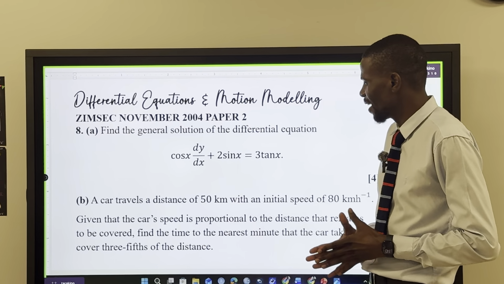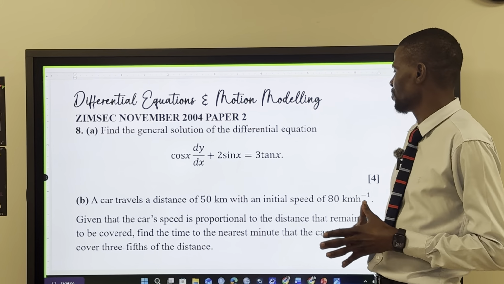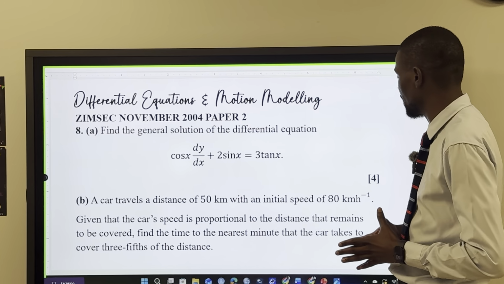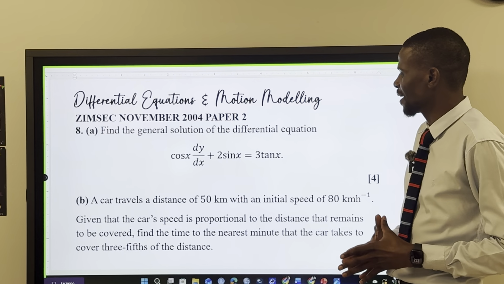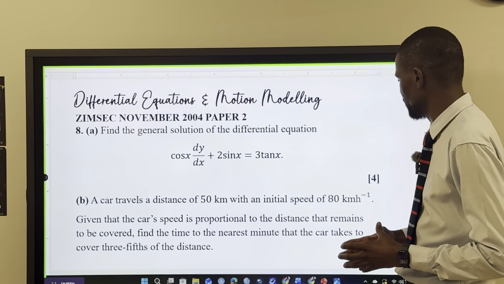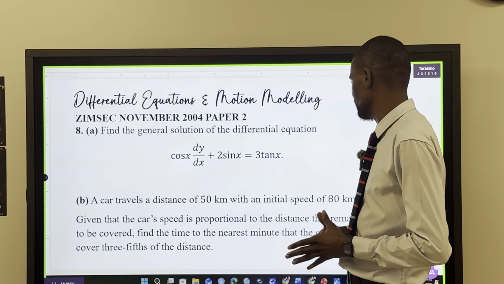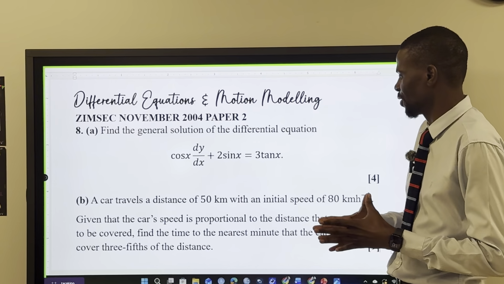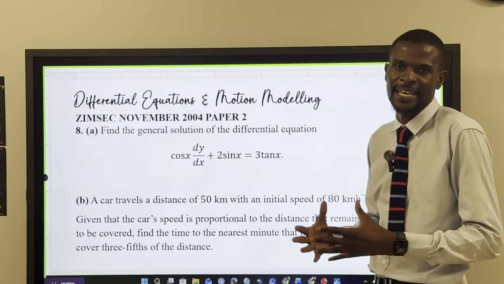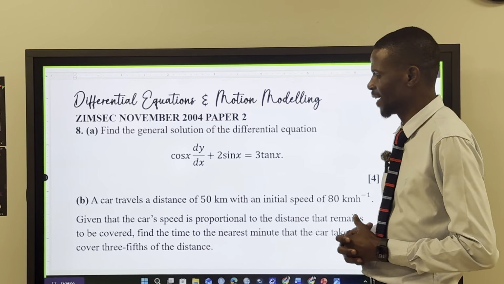B, a car travels a distance of 50 kilometers with an initial speed of 80 kilometers per hour. Given that the car's speed is proportional to the distance that remains to be covered, find the time to the nearest minute that the car takes to cover 3/5 of the distance. So guys, let's go ahead and get started.